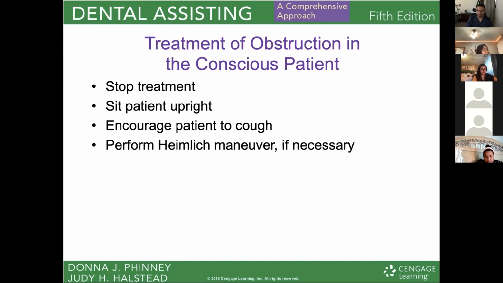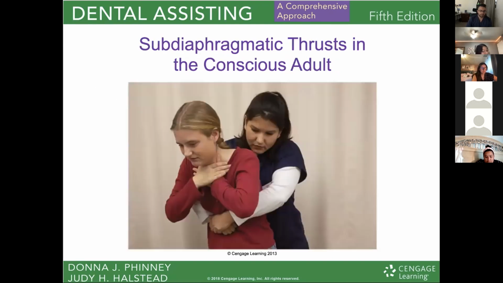Okay, if there is a patient that has an obstruction and they're conscious, what you want to do is stop the treatment. You want to sit the patient upright, and you want to encourage them to cough. And if necessary, you want to perform the Heimlich maneuver. Here we have somebody performing the Heimlich maneuver. They are delivering subdiaphragmatic thrusts, and this is for a conscious adult. Obviously, you wouldn't do this for somebody that has become unconscious, but if they're conscious and can't cough it up, you want to go ahead and do this.